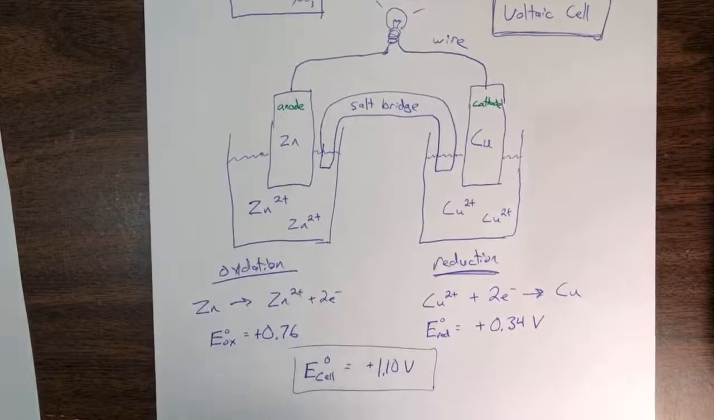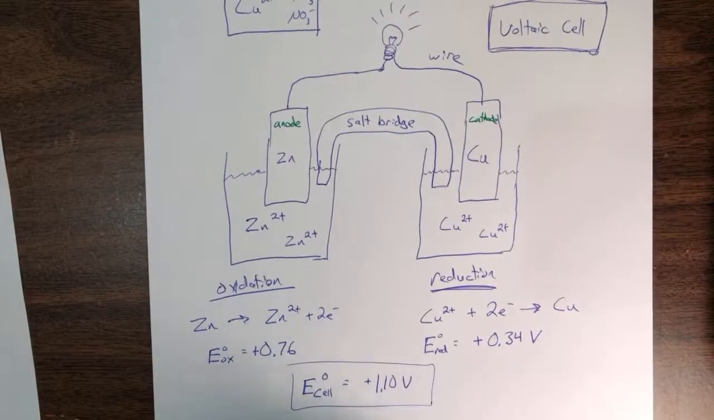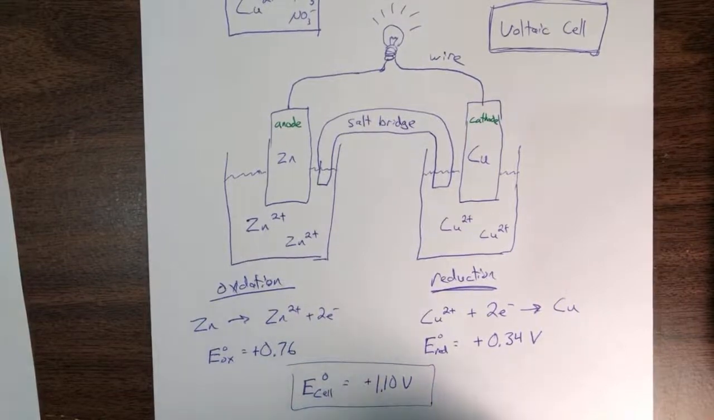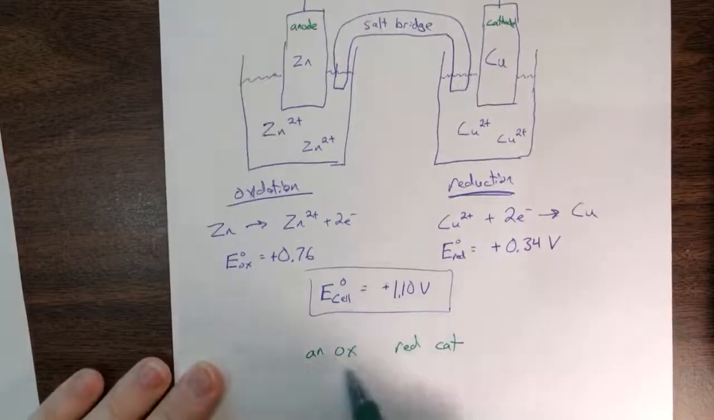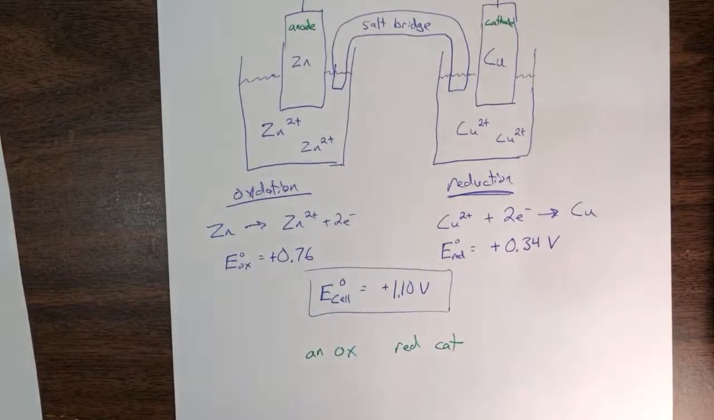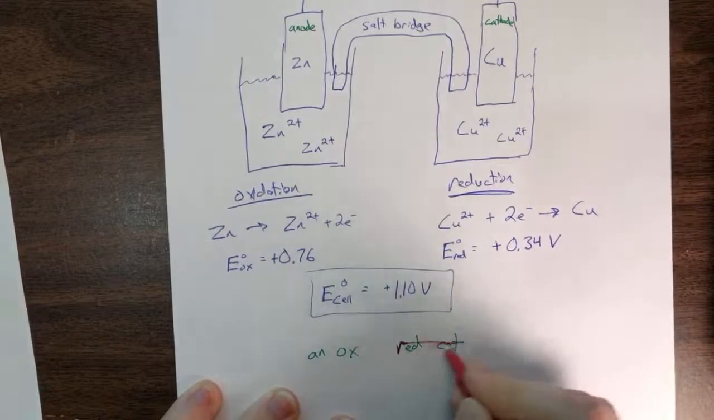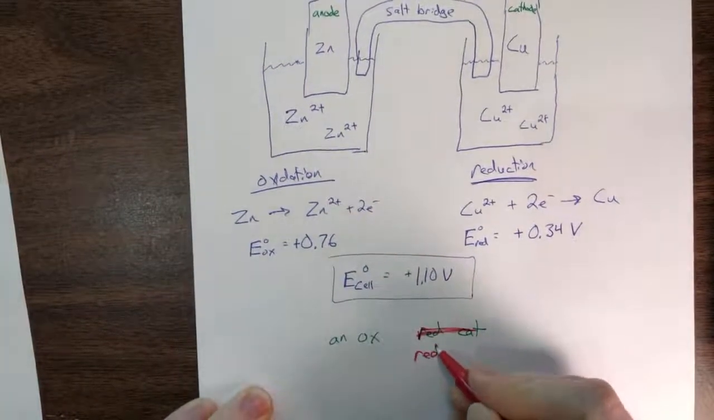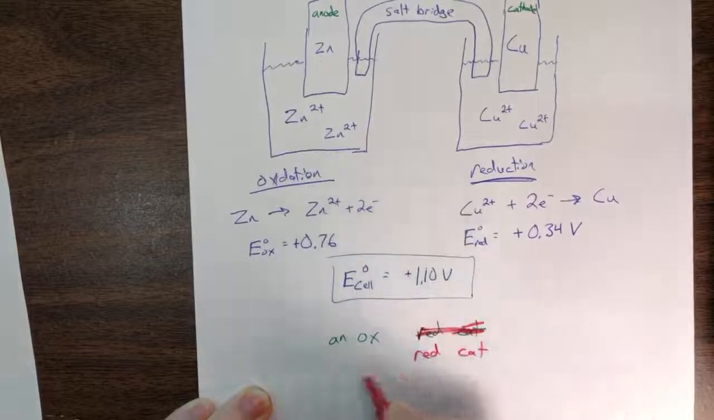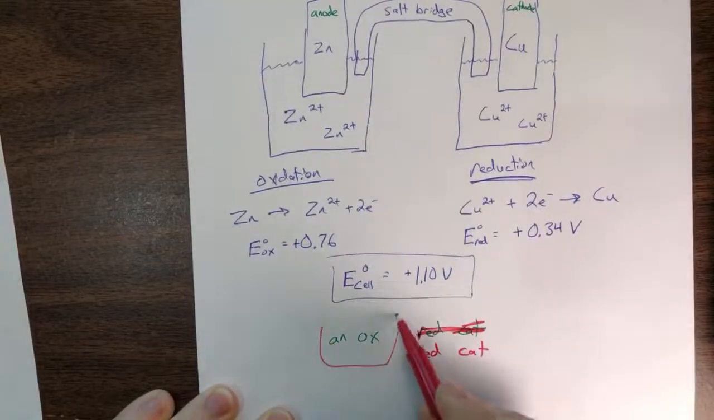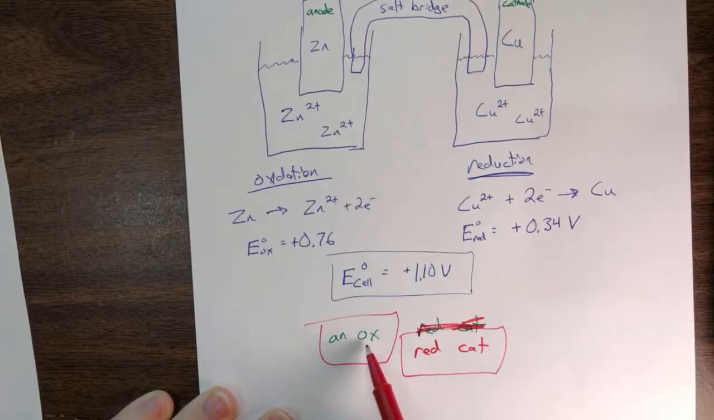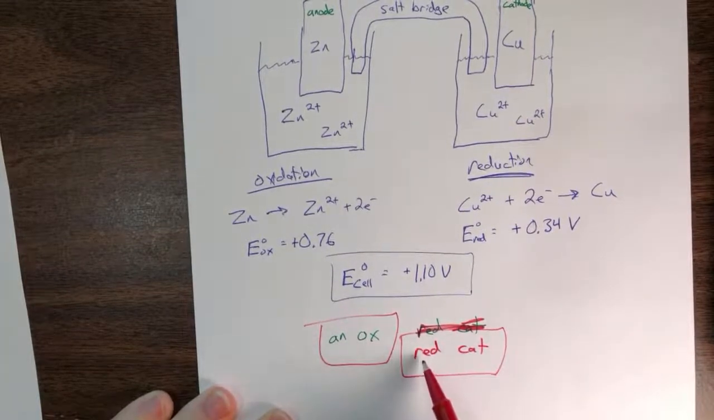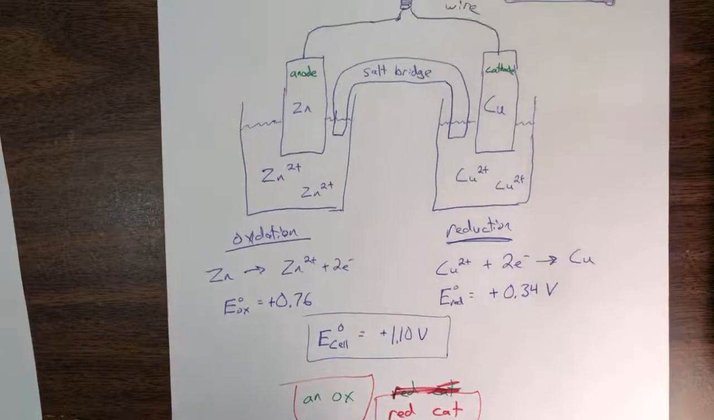And there's a little saying that can help you out. An ox and a red cat. You can imagine yourself a red cat. Let me see. Let me do that. Oh, that's terrible. An ox and a red cat. So if you imagine yourself an ox and a red cat, you'll remember that the anode is where the oxidation occurs, the cathode is where the reduction occurs. Those are just terms, and that's all.